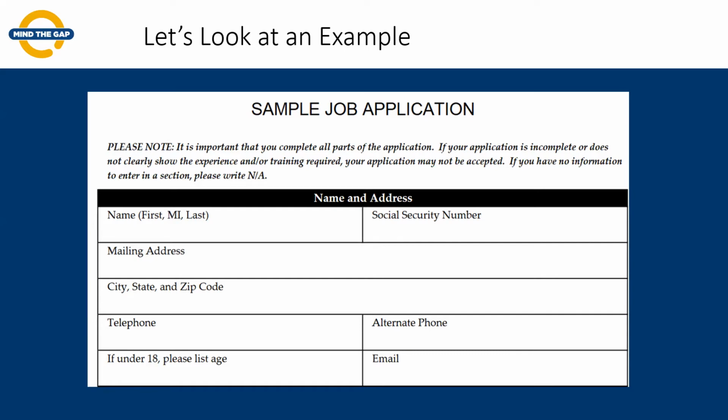A lot of the information is going to be really basic on the application. First, last name, these are all things that are very simple to fill out. Here you see a telephone number is listed and then also an alternate phone. You may not have an alternate phone number, but don't leave that space blank. Just write in N/A.